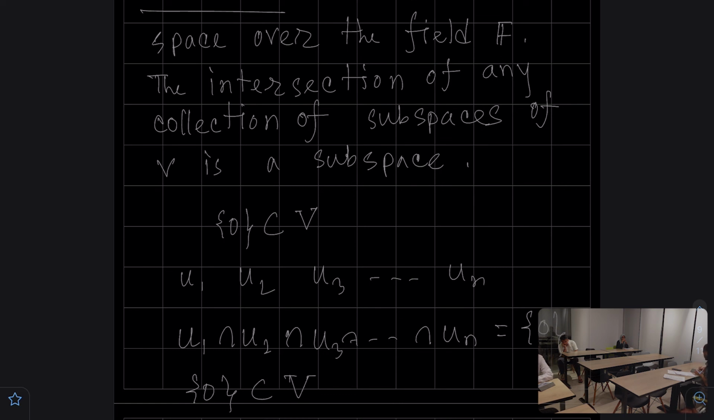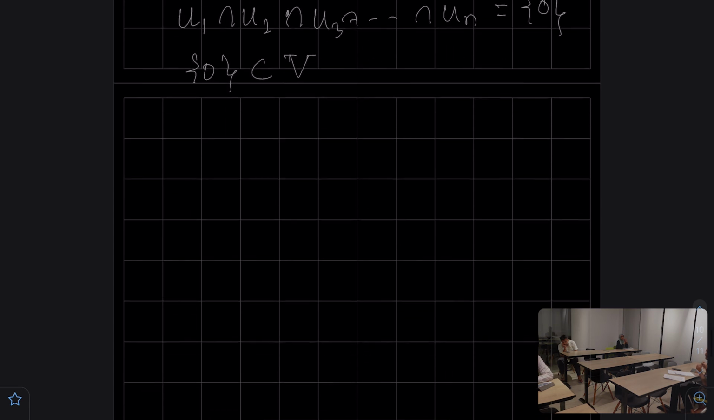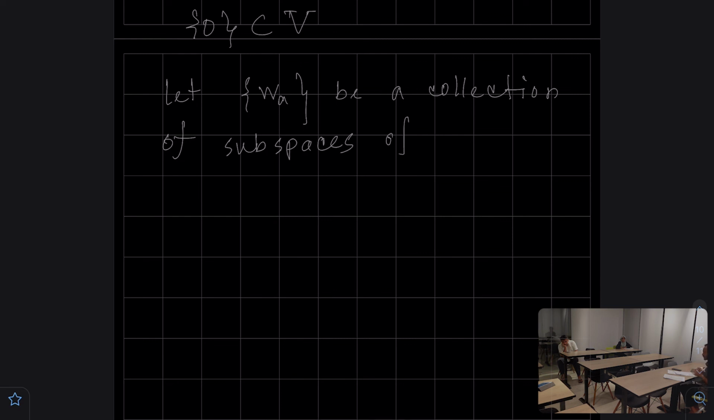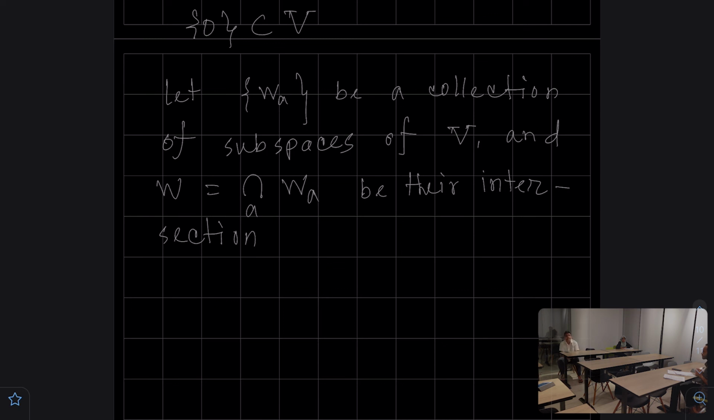Is 0 in W? Does 0 belong to W? Why? I'm not considering this example anymore. I'm considering an arbitrary vector space V. Then I'm taking an arbitrary collection W_α, and then I'm taking the intersection of all these. So why is 0 in W? Because all the subspaces contain 0, because otherwise they are not subspaces.